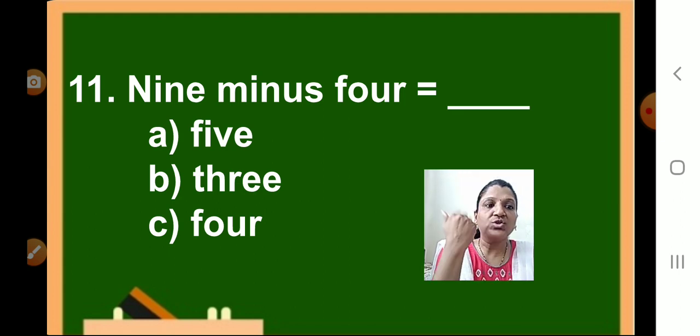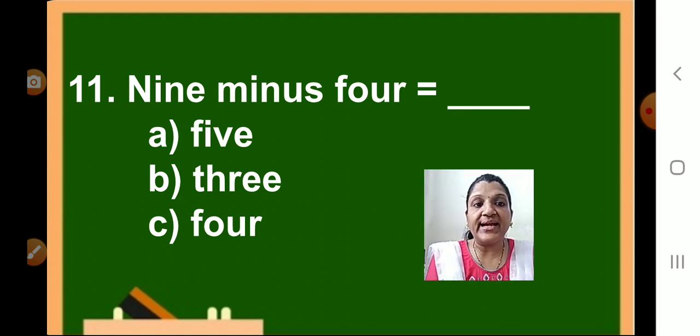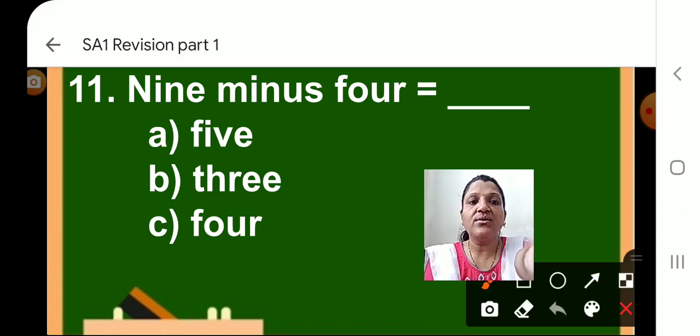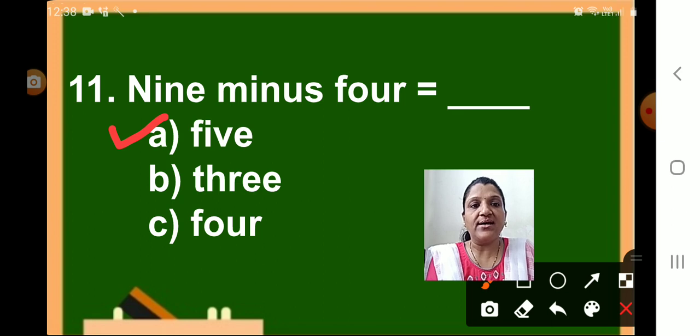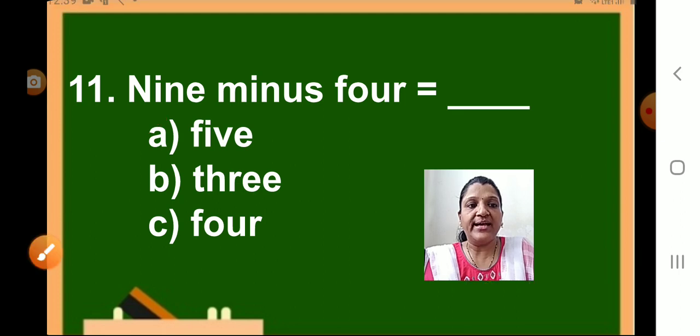Correct. So, which is the correct answer in the given options? You are to look for the number name. Yes, it's the first option, A, FIVE 5. So select correct answer, A, FIVE 5. Let's move to the next question.